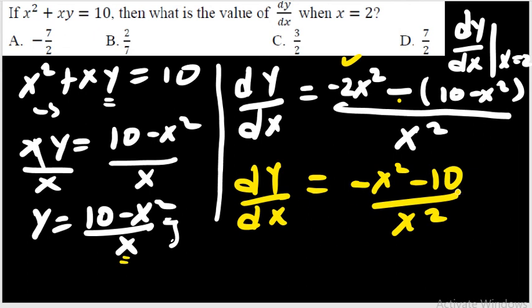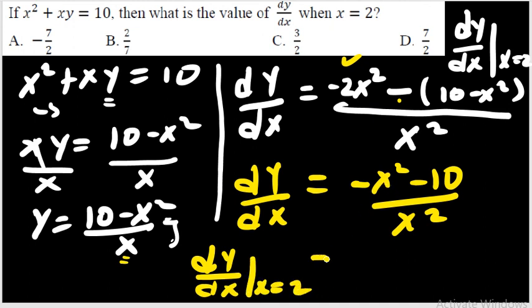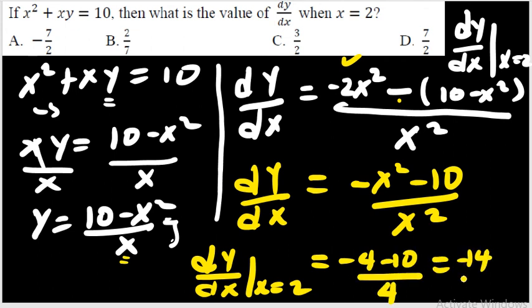But we are not asked this result. We are asked when we insert 2. So dy by dx when x is equal to 2 means insert 2 in place of x. So 2 squared will be 4. So it's going to be negative 4 minus 10 over 4. This is going to be negative 14 over 4. We can simplify. Negative 7 over 2 will be the answer, which is found at A.